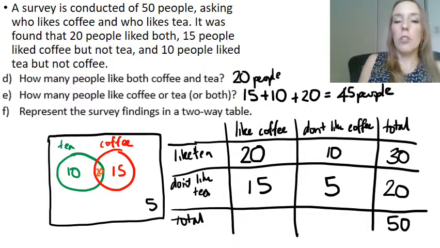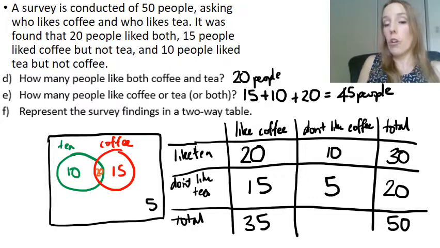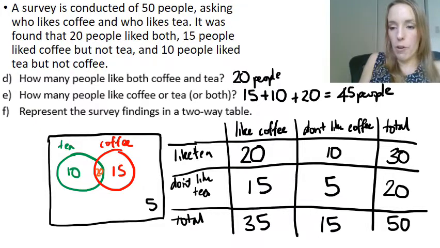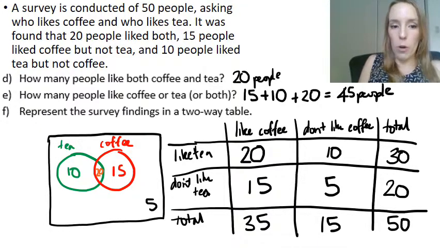Now we'll do our columns. The total amount who like coffee is 20 plus 15, which is 35. And our total amount who don't like coffee is 10 plus 5, which is 15. So just to show you, I'm going to draw some arrows, probably make this really messy, but just show you how our two-way table and our Venn diagram correspond.